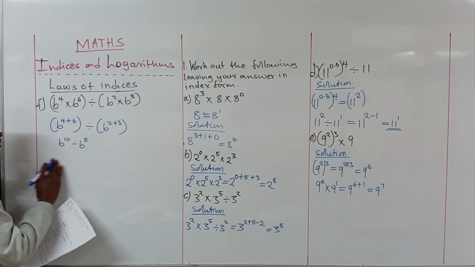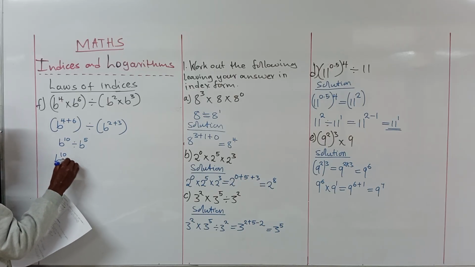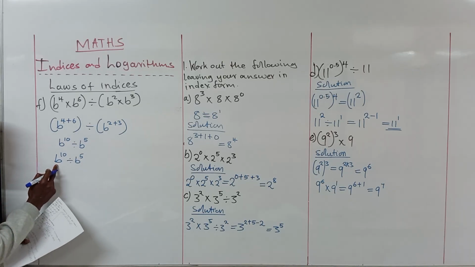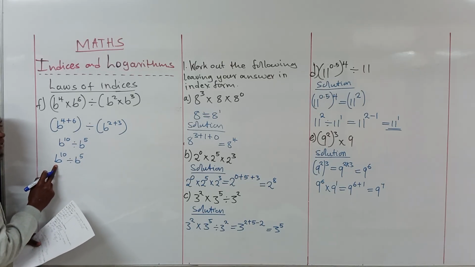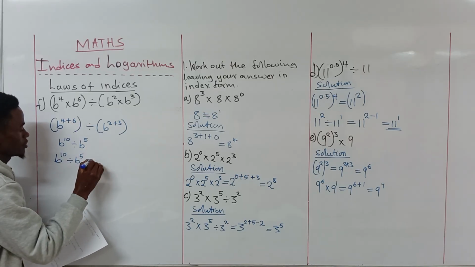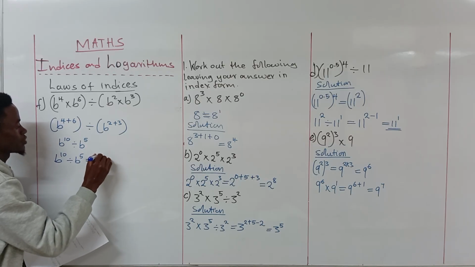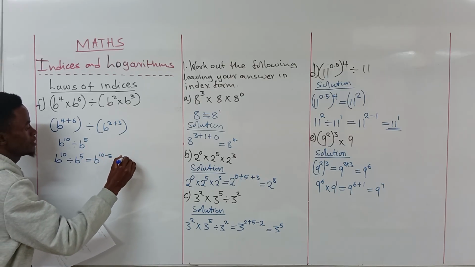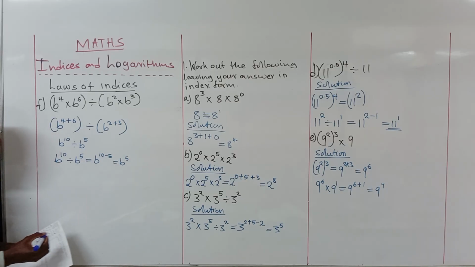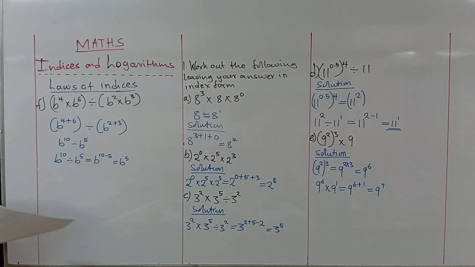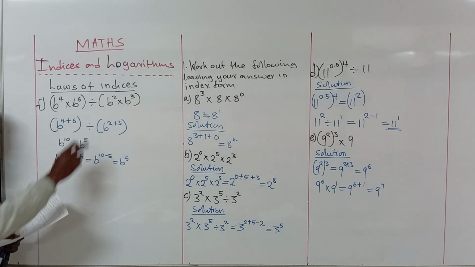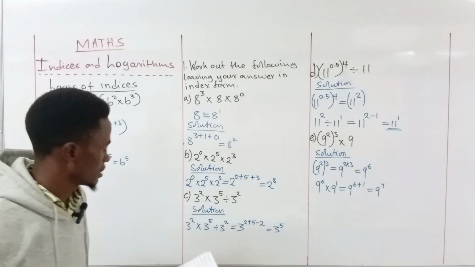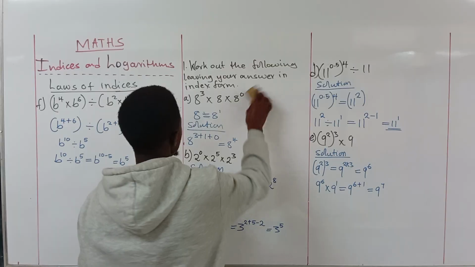Let me just continue. So we have b raised to 10 divide b raised to 5. They have the same base, so we introduce minus on the powers, which is going to give us b raised to 10 minus 5, which is going to be b raised to 5. So that is our solution to this equation.